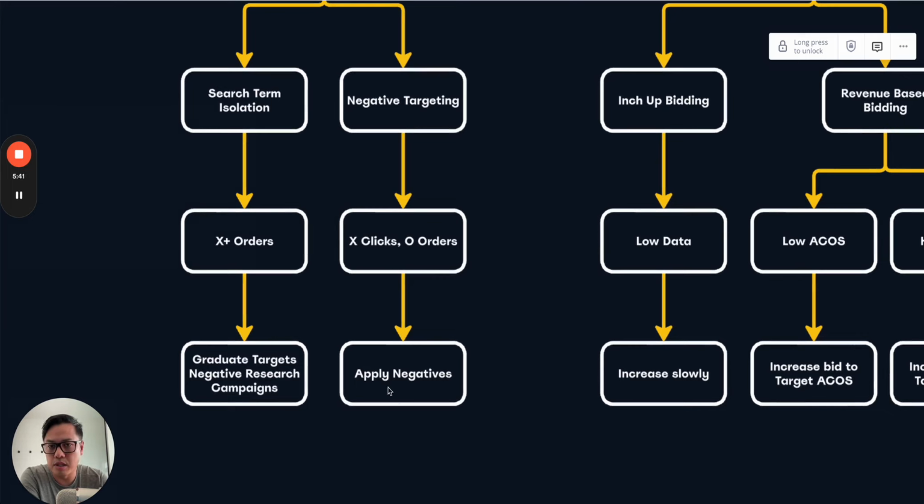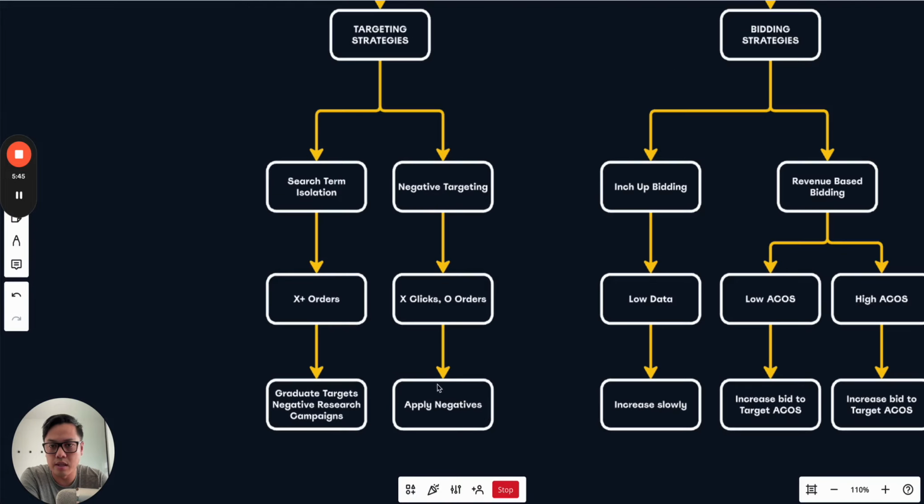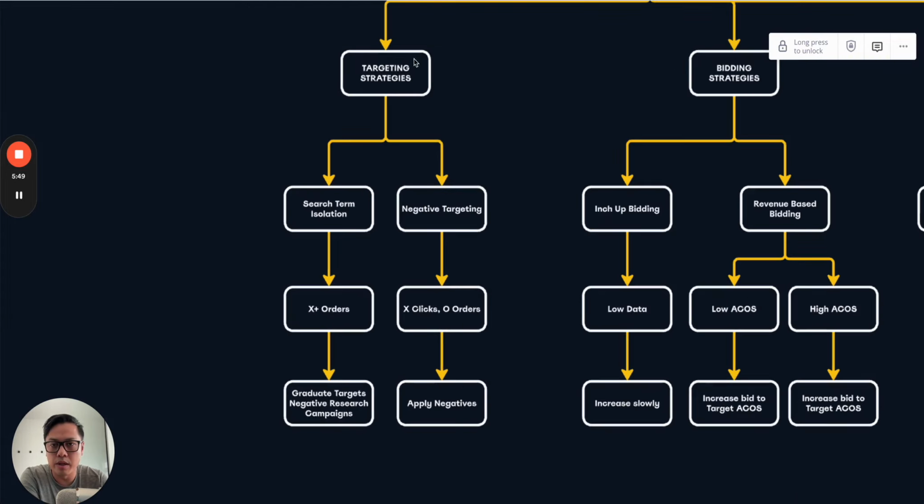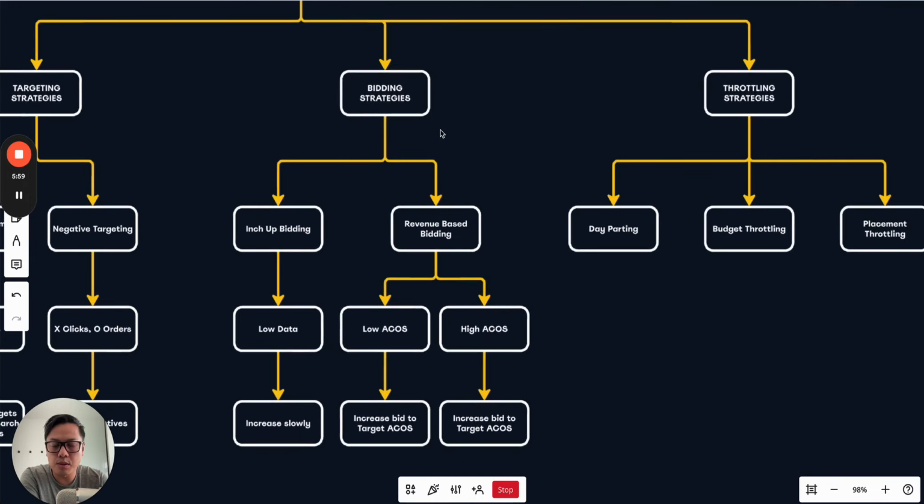And then this one's pretty straightforward. You're going to apply negatives to targets that don't perform well or haven't performed at all. So what you've done is you are gold panning for more, doing search term isolation, and then you're taking out targets that don't perform at all. The next one is bidding strategies.